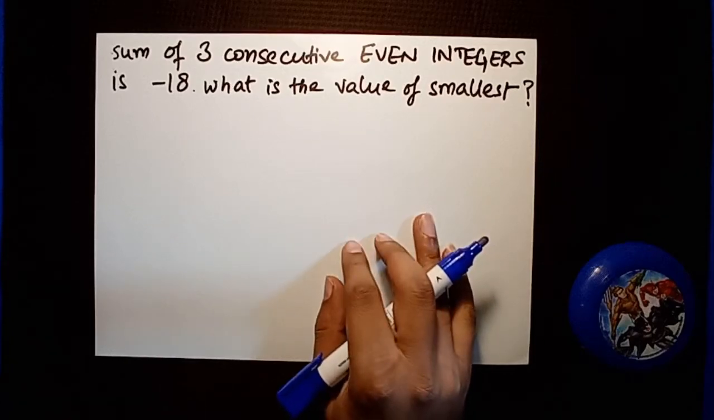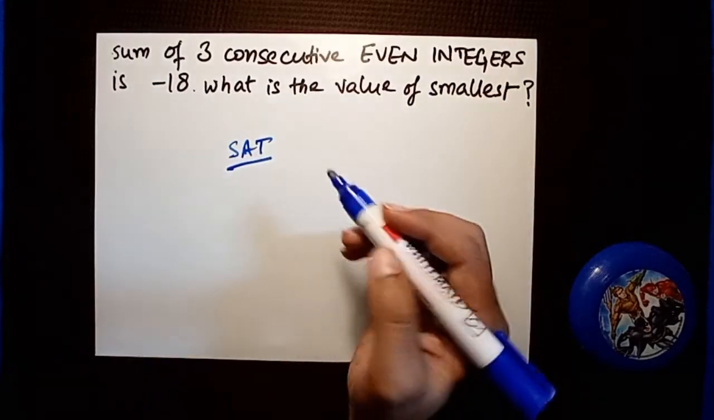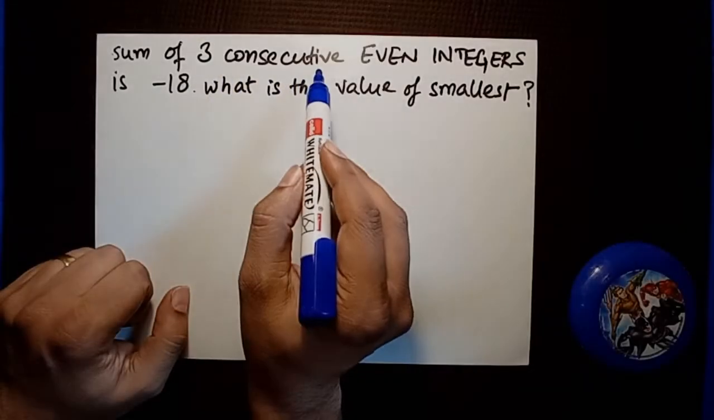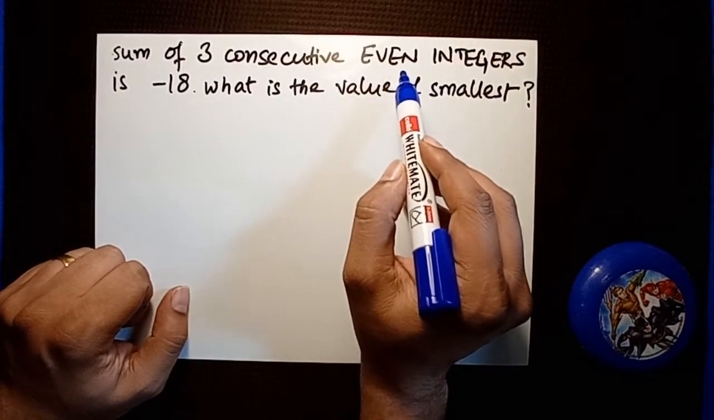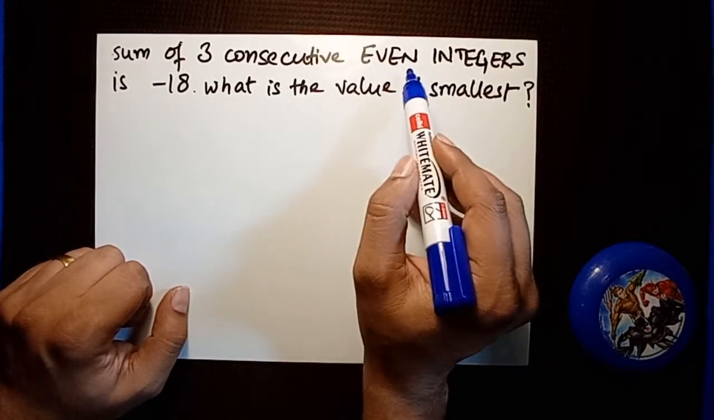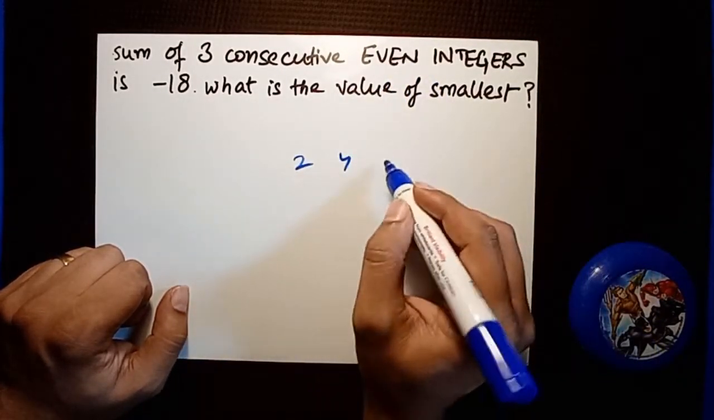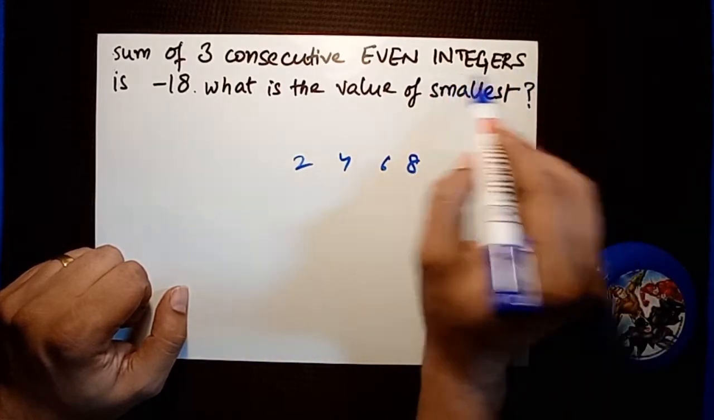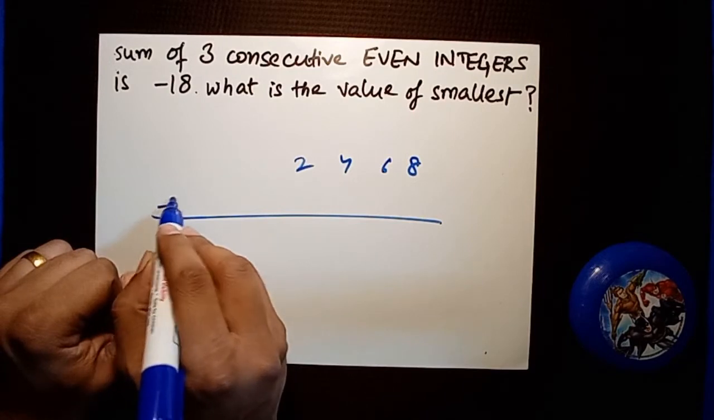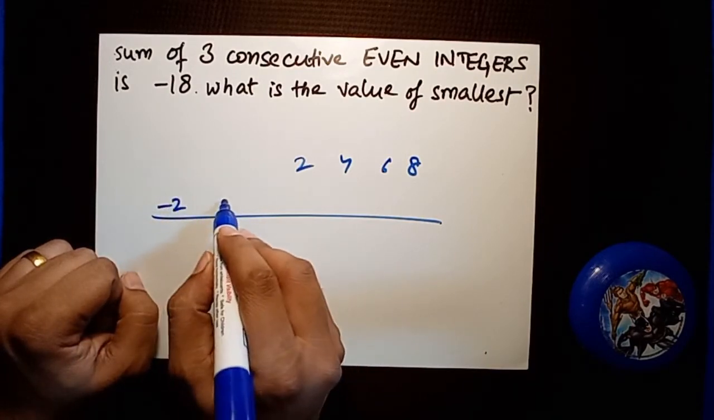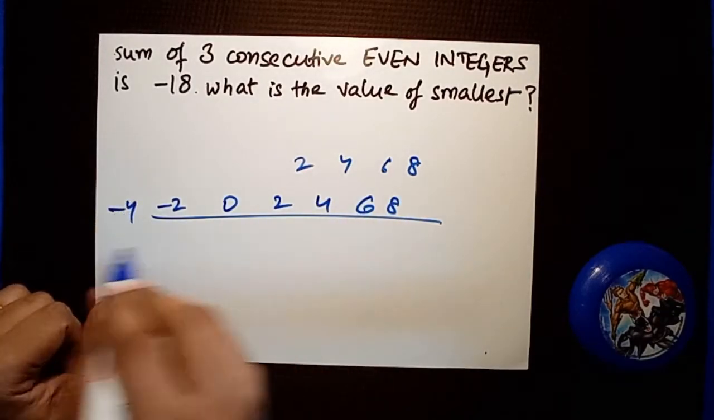Another glorious day, and let's solve another SAT problem in Algebra. Sum of three consecutive even, meaning divisible by 2 or multiples of 2, whatever way you want to understand. Even numbers are 2, 4, 6, 8. Integers meaning it could include negative numbers also: minus 2, 0, 2, 4, 6, 8, minus 4, something like this.